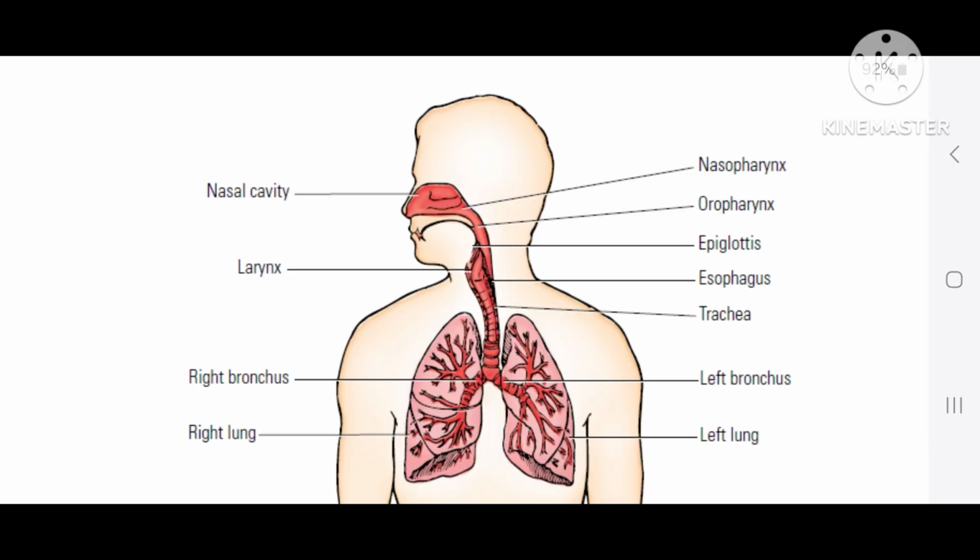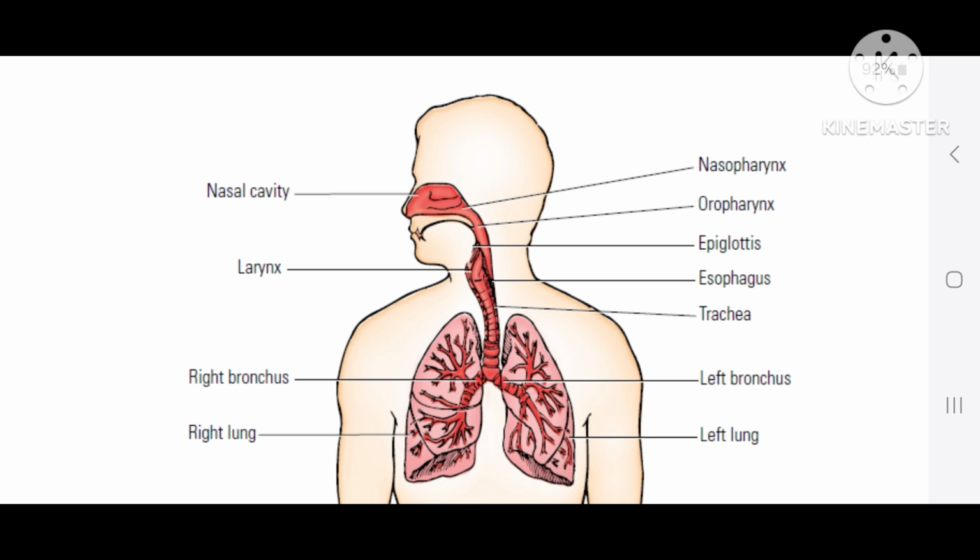Respiratory system means organs related to respiration. So organs whichever are doing the function of respiration are collectively called the respiratory system. And the process of respiration is divided into two things: inspiration and expiration. Inspiration means breathing in the air, expiration is breathing out the carbon dioxide.